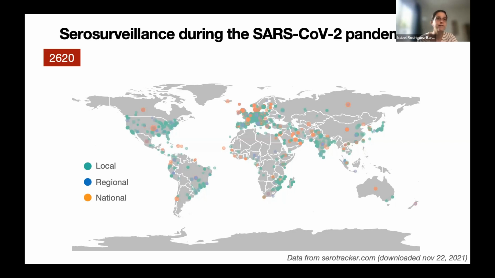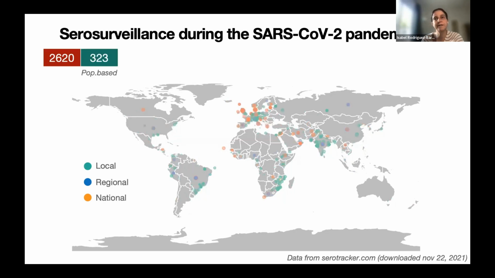So in November 2021, they reported 2,620 surveys. But if you filter that to population-based surveys, the number went down to 323. And this is supposed to be the gold standard that is unbiased, right? And if you pared it down to 2021, it was 60. And over half of those had been conducted in three countries: India, UK, and Brazil. So 60 surveys in a year conducted in a few countries is not enough to really know what's happening with a pathogen. And this was in the middle of the pandemic when there was, in theory, a lot of interest in serosurveillance.